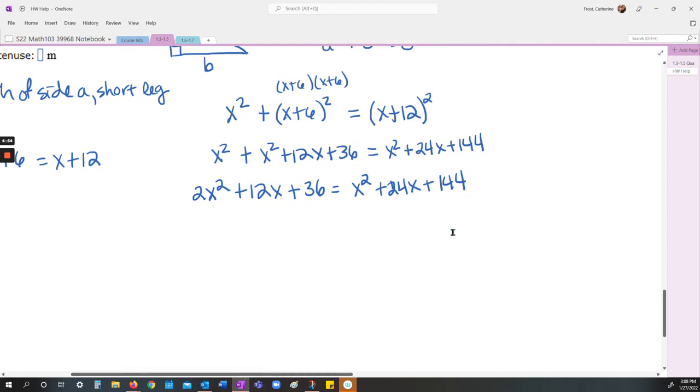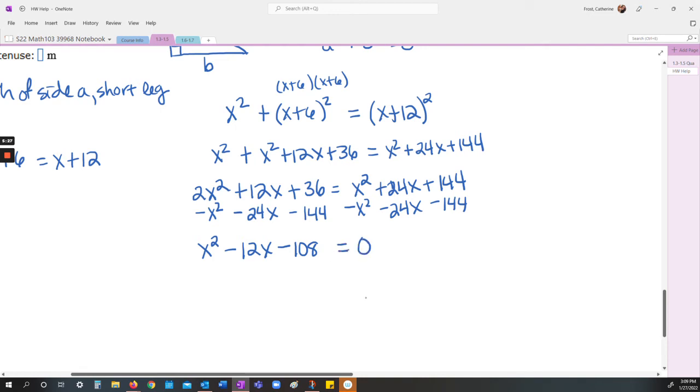So I'm going to subtract X squared from both sides, and then subtract 24x from both sides, and subtract 144 from both sides. Okay, so we'll have x squared minus 12x minus 108, I think it's 108, is it 108? I think that's right, equals 0.